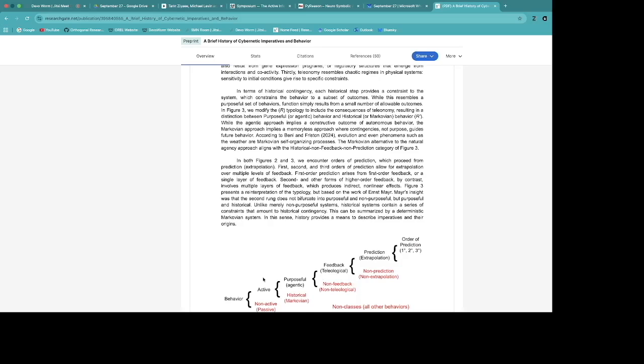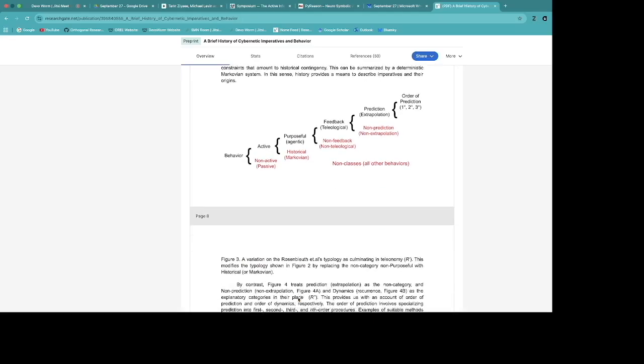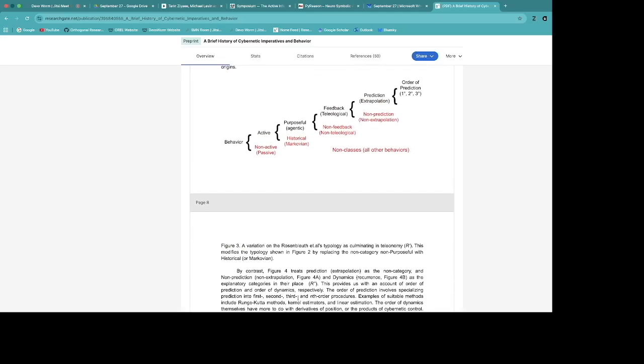One of the ways in which this is done is to play around with some of these non-classes and to say that they have different variants in them. So this one is a variation where the non-purposeful non-category is replaced by a historical alternative to purposeful. And so this is just one example of how this can be done.